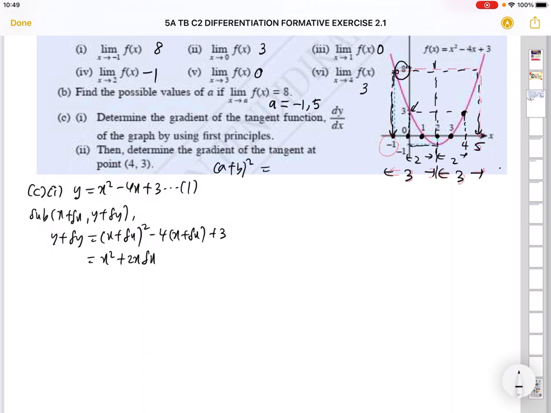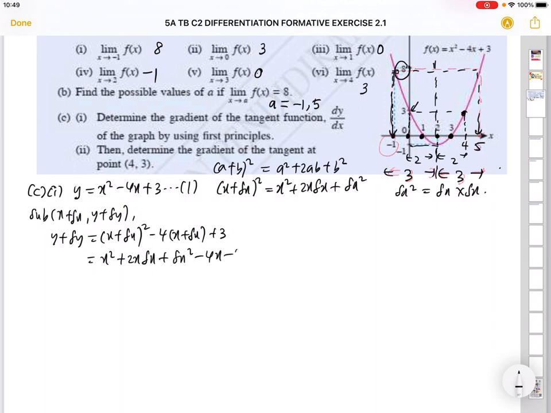A plus b squared is a squared plus 2ab plus b squared. So when you have x plus delta x squared, you get x squared, 2 times x is 2x, you multiply with delta x, and delta x squared we can just write like this. Now remember, delta x squared is actually delta x multiplied with delta x, right? So I have to write delta x squared here, minus 4x minus 4 delta x plus 3, and I'll call this equation number 2.